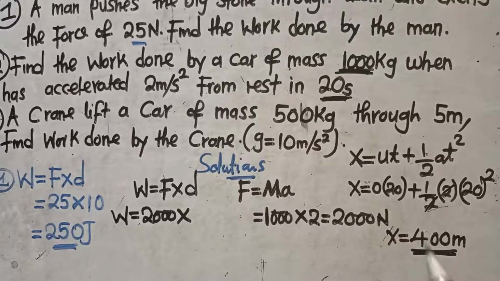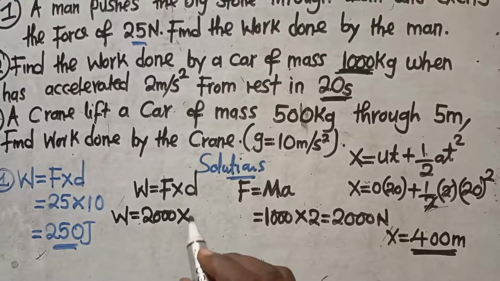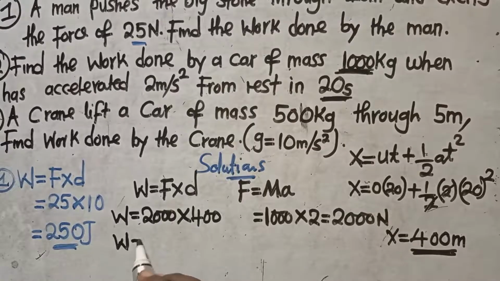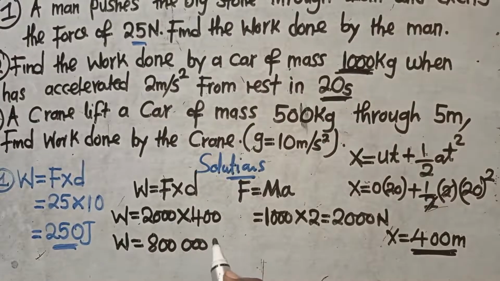The distance I've calculated, which is what? 400. So I put my 400 there. If I multiply here, I'm going to get 800,000. Then I say joules. Meaning this is the work done by the car. So this is what I need to do.